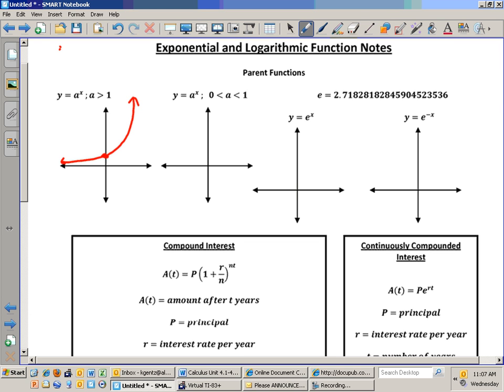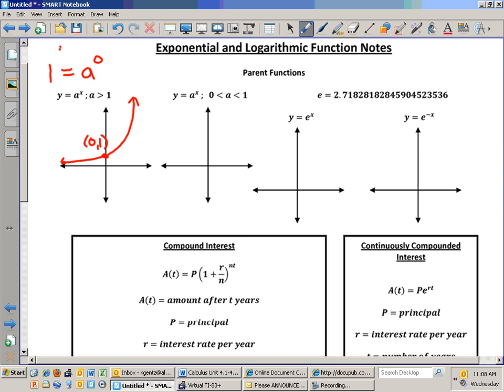Let's think about it. This coordinate is 0, 1. 0 is the x coordinate. 1 is the y coordinate. So what it's saying is that 1 is equal to a to the 0 power. If you take anything to the 0 power, it's always equal to 1. So by definition, if anything is raised to the 0 power, it's equal to 1.